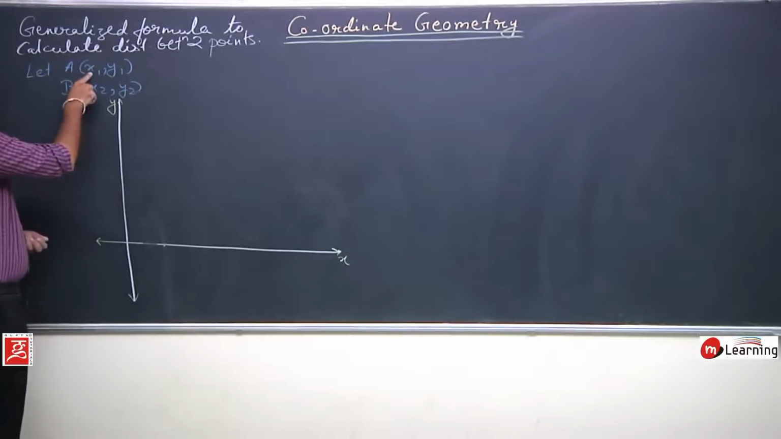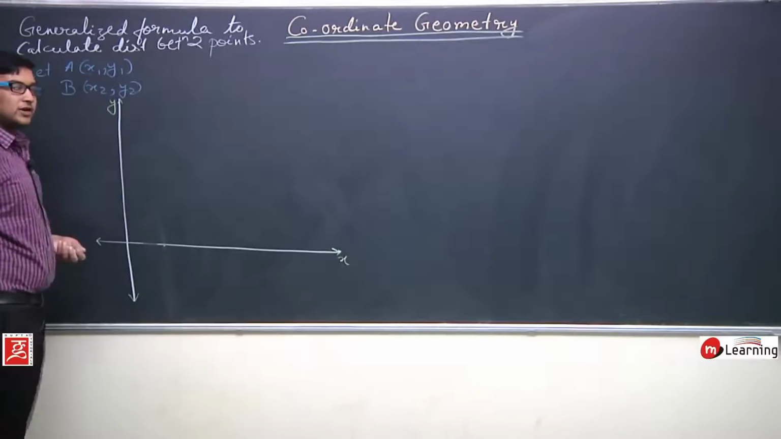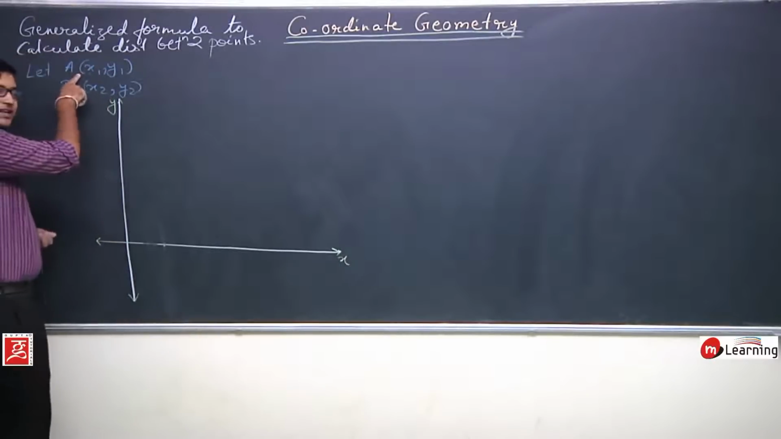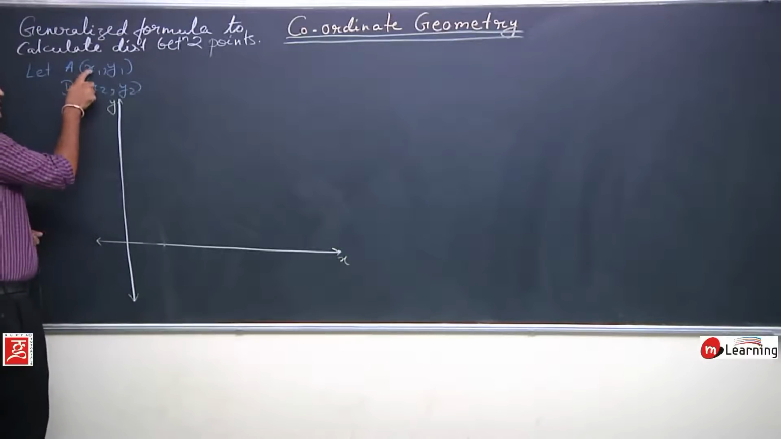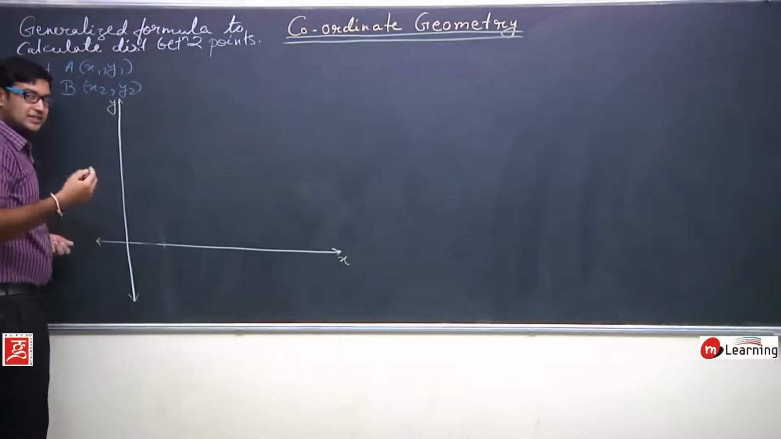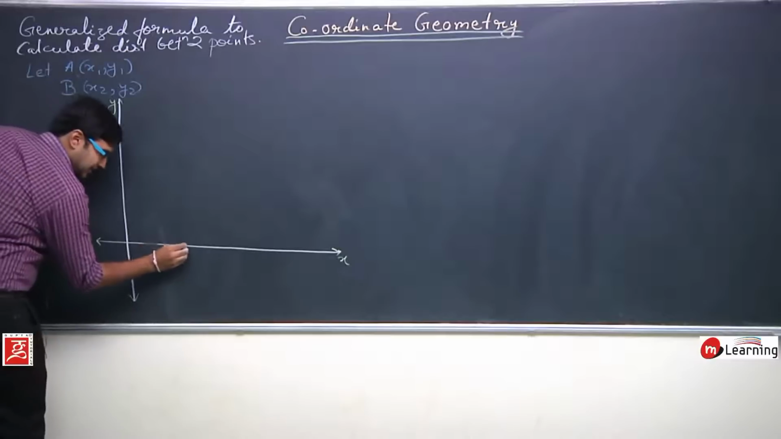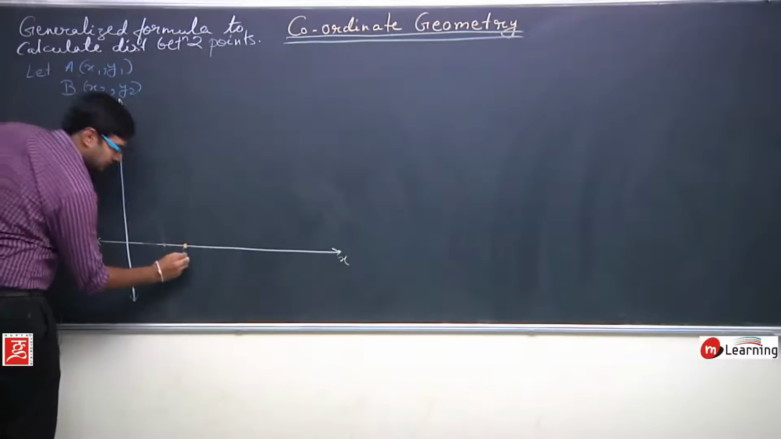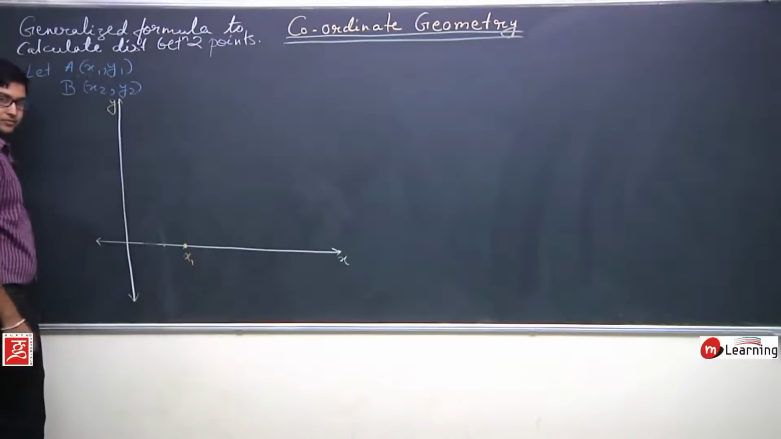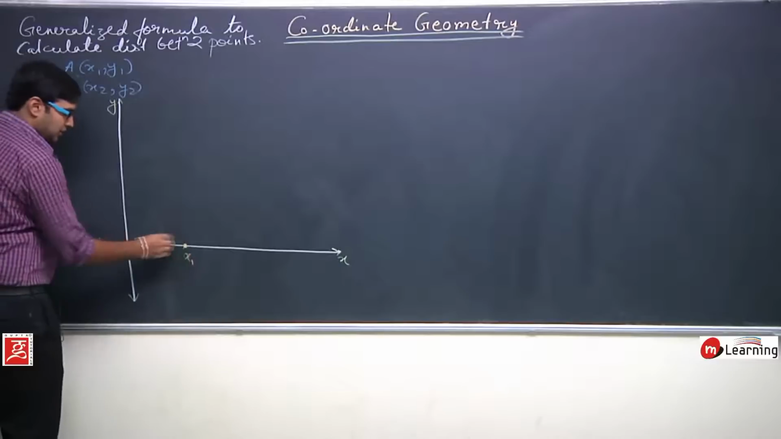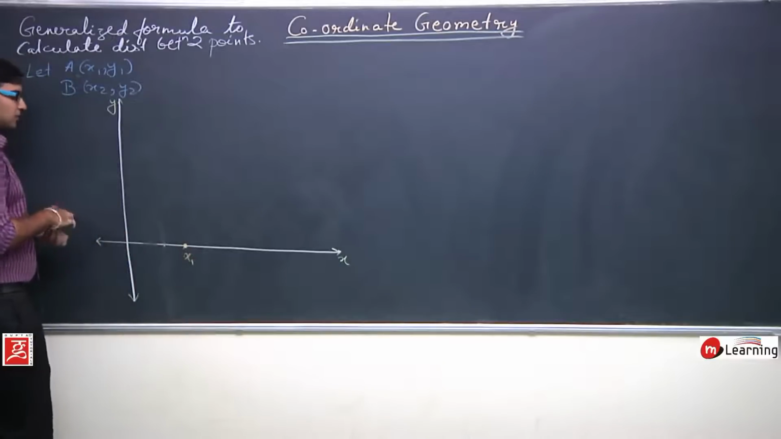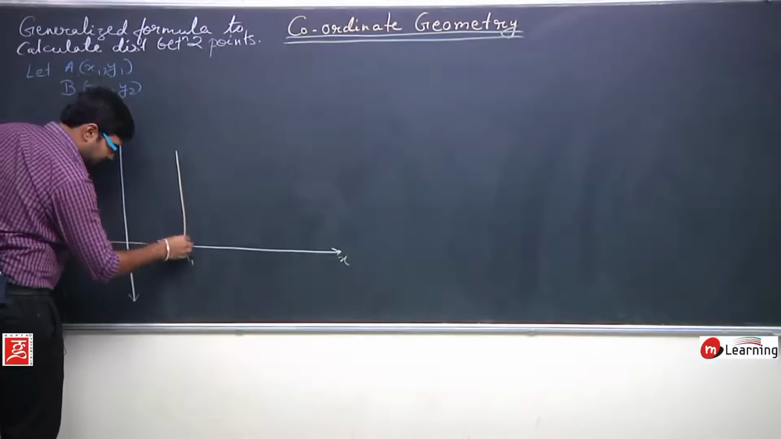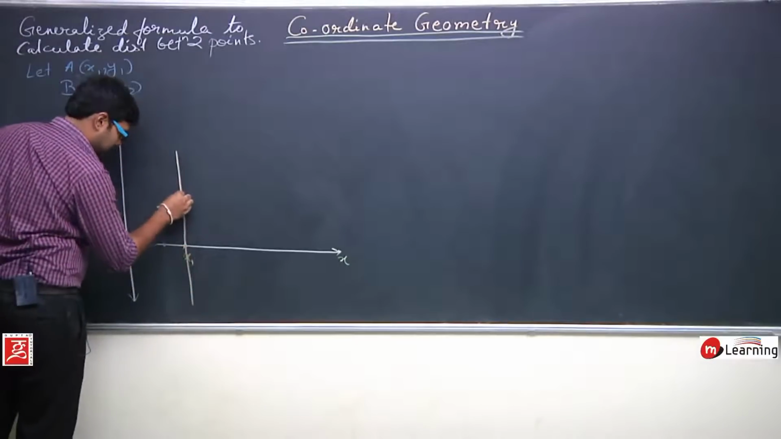The x coordinate for A is x1 and the y coordinate for A is y1. So to locate A, I need to determine x equals x1. Let us say x1 lies at this point, and at this point I am going to draw a perpendicular. So this is a perpendicular.